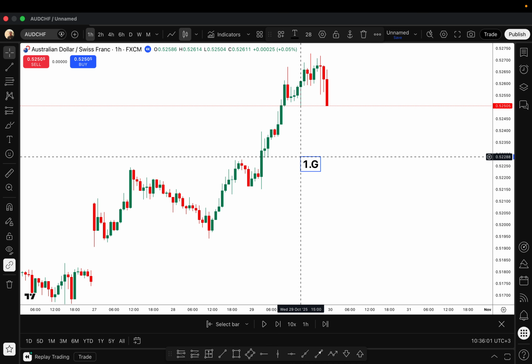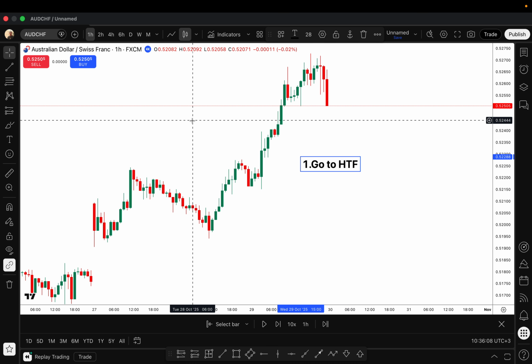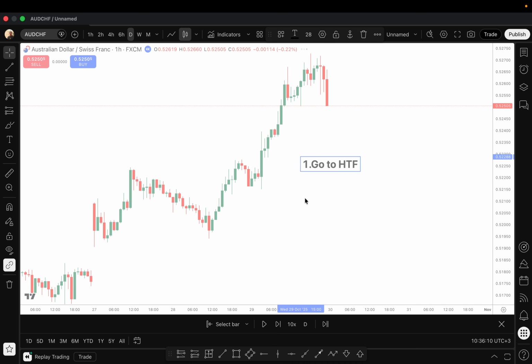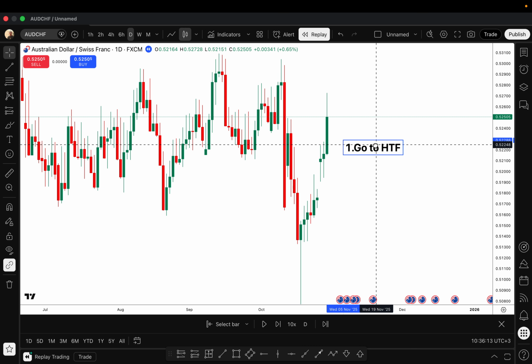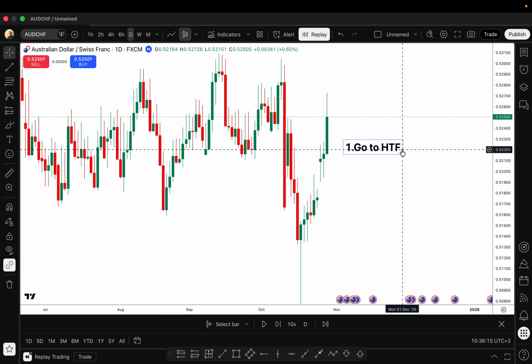So say go to the high time frame. Same rules guys. Go to the high time frame. What is our high time frame? It is the daily time frame. So we go to the daily time frame. When we go to the daily time frame, what do you want to do? We want to mark out our structures.